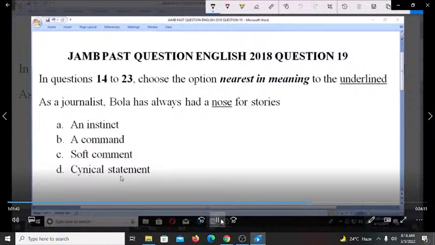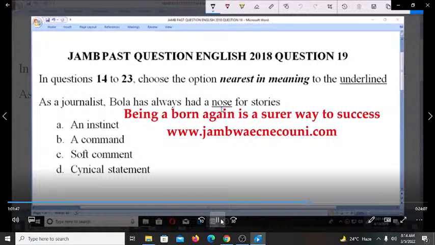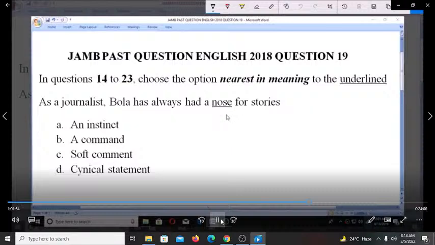So what does it mean to have a nose for something? It simply means that you have an instinct for something. That's on your own. You can just do something naturally. That's what had a nose for, you understand? You're always open to stories or something. An instinct, naturally it comes to you. So option A is actually the right answer.